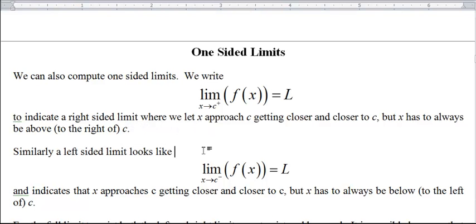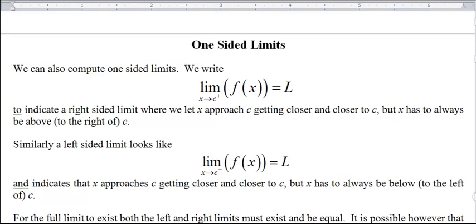Similarly, what about a left-sided limit? It looks like the limit as x approaches c from the left of f(x) is L. That indicates x approaches c, getting closer and closer, but x has to be below, that is, to the left of c. Again, this superscript negative doesn't mean a negative number, it means from the left side. If c is a positive number, then the x's we're looking at are positive numbers close to c, but always below c.